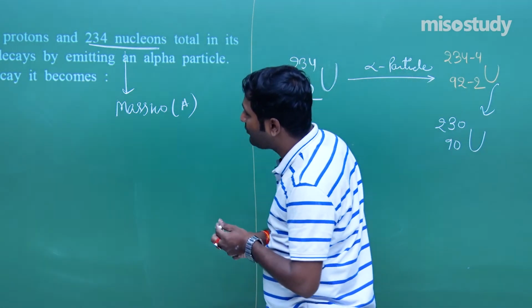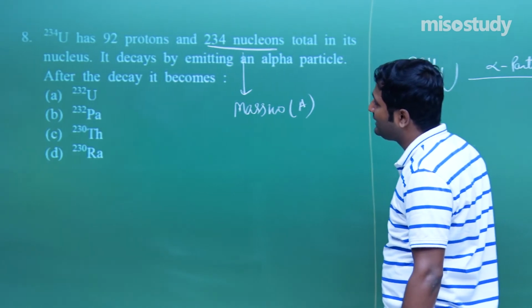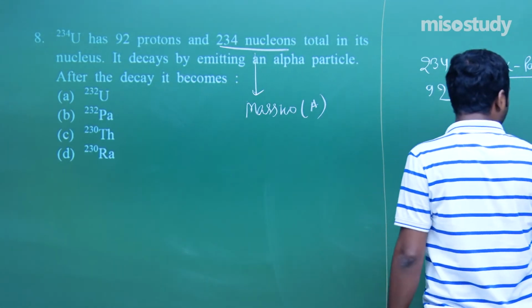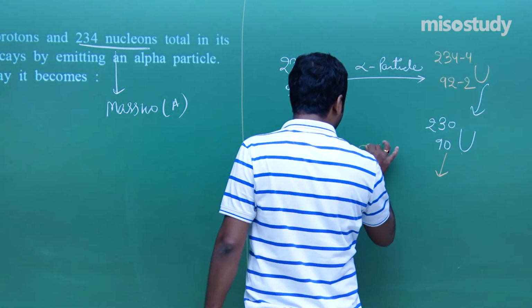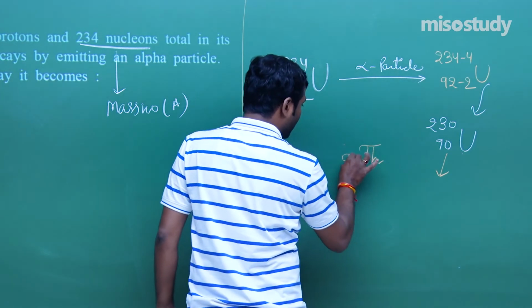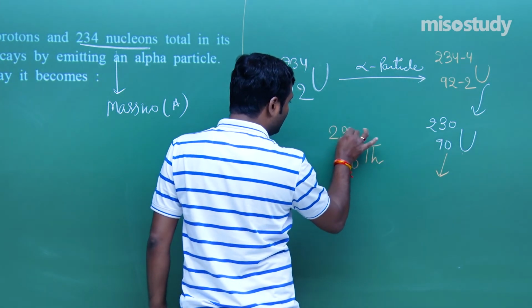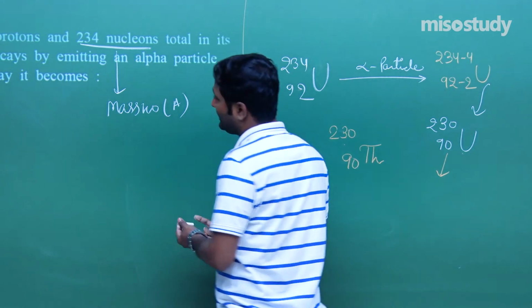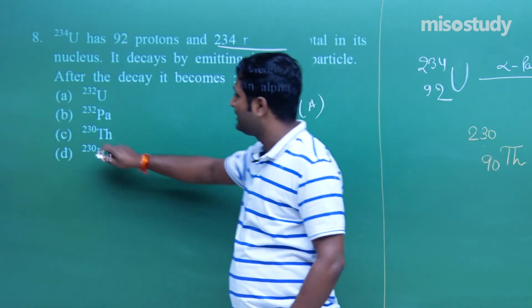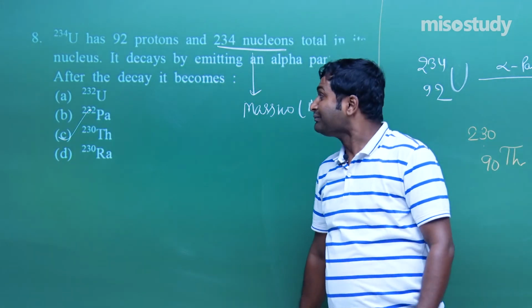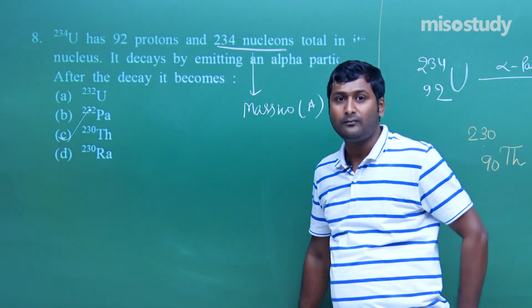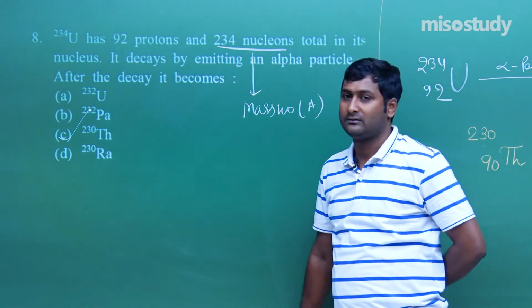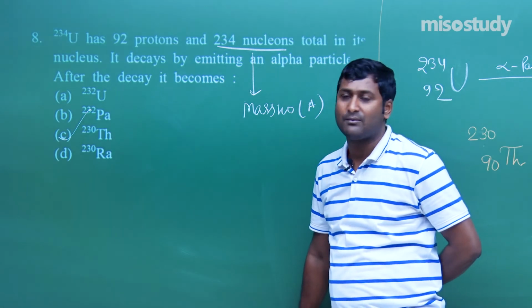So what is the symbol here? That is 230 and 90, and we know 90 is the atomic number of thorium. So we will write thorium 90, 230. Am I right? So in this case, what is the correct option? That is C. For question number 8, C is the correct option. Am I right, my friend? Yes sir, you are absolutely right.